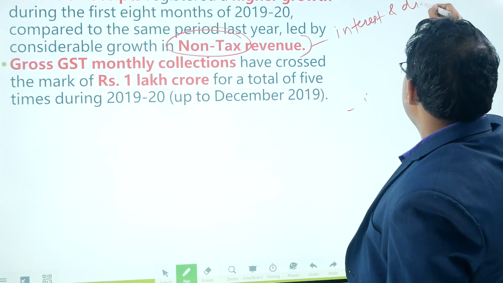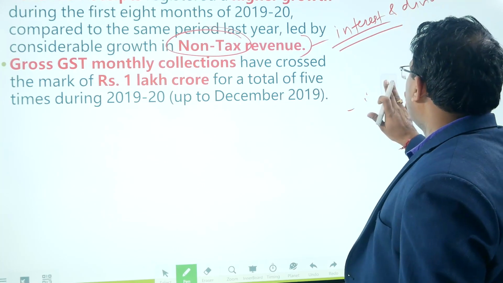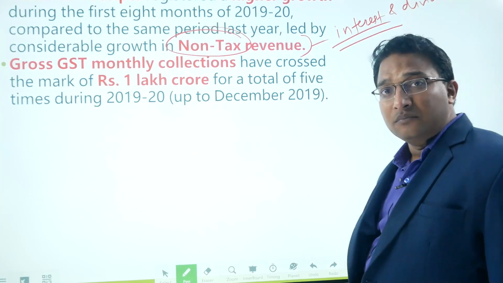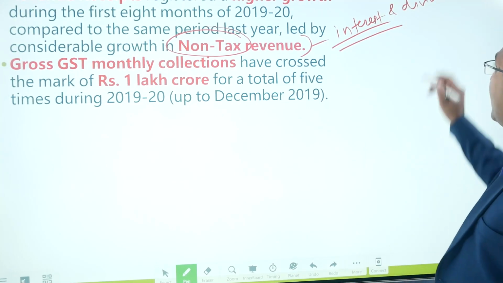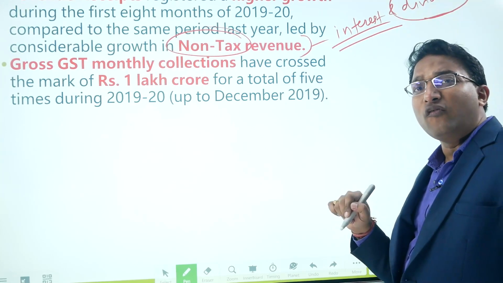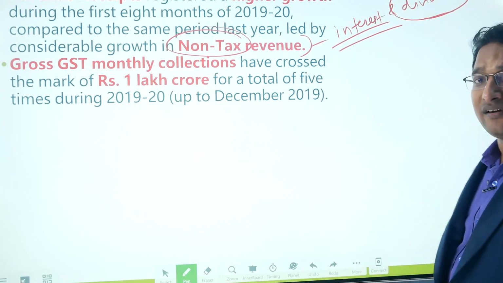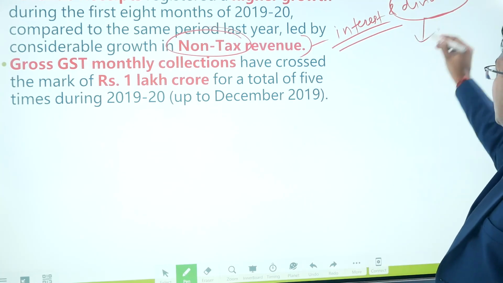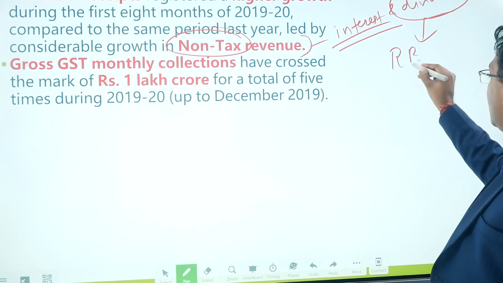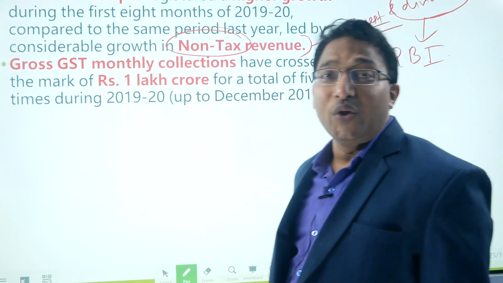Interest and dividend. What is the meaning of interest? Interest basically means the interest income on the investment, and dividend means the amount of profit out of its owned public sector undertaking. So this dividend amount has been received from the RBI. Huge amount has been received from the RBI. Because of this, the non-tax revenue has increased.